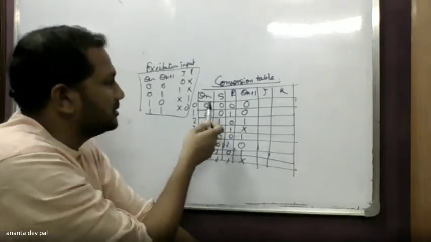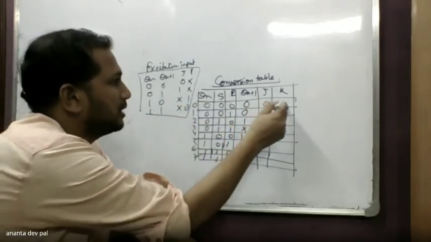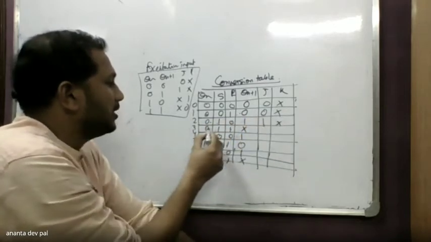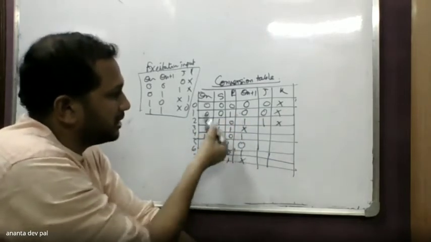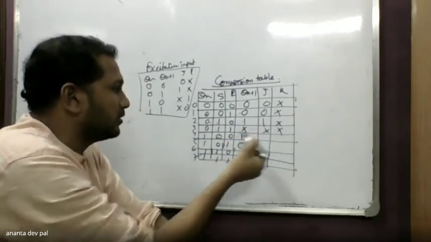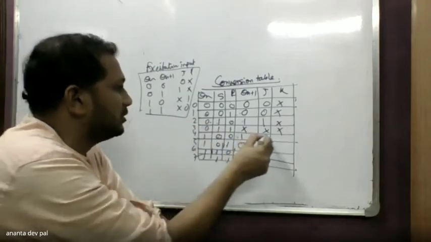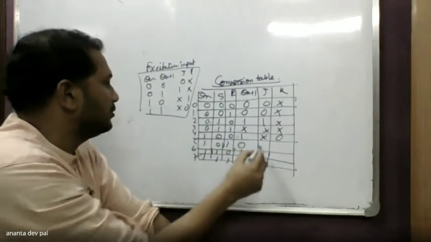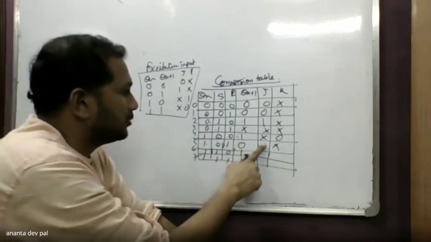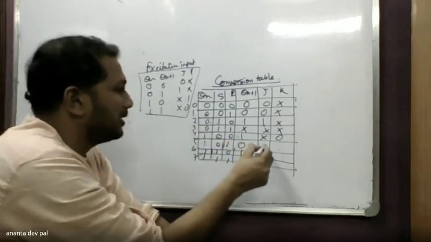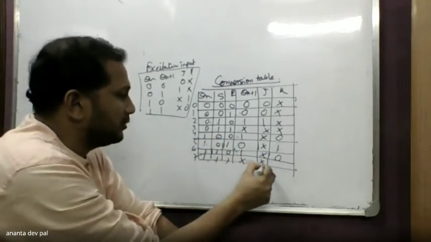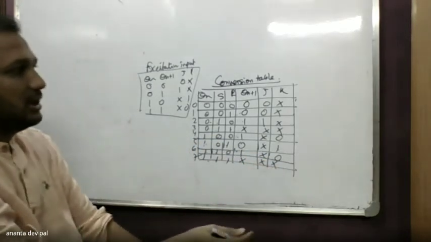Now apply this. For 0, 0 we know it is 0 cross. For 0, 0 again 0 cross. For 0, 1 it is 1 cross. For 1, 0, if the present input is 0, the next is cross. As 0 is cross, all are cross. For 1, 1 it is cross 0. For 1, 0 that is equal to cross 1, and for 1, 1 that is equal to cross 0. So this is the excitation input.